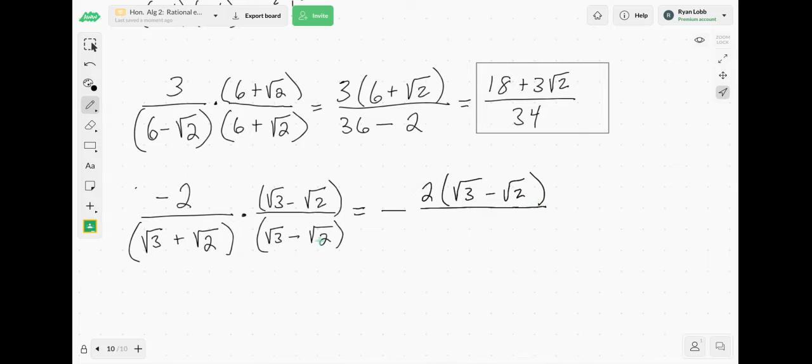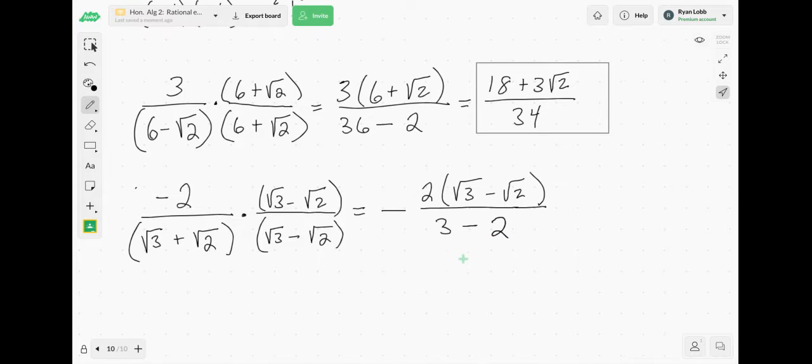And now it's the bottom. We have square root of 3 times the square root of 3 is 3. And then I have root 3 times root 2 is minus square root of 6. And then plus the square root of 6. Those cancel. And then positive times the negative is minus. And then square root of 2 times the square root of 2 is 2. And you see 3 minus 2 is 1.